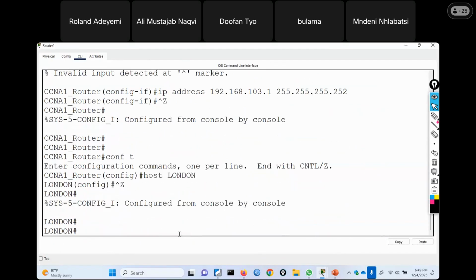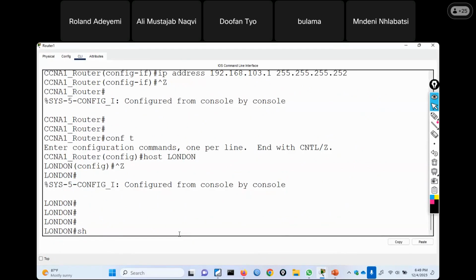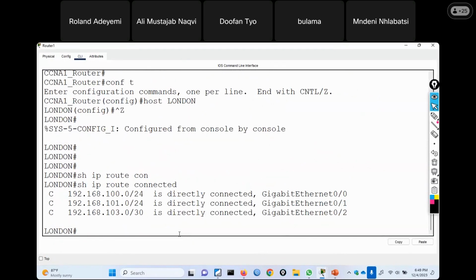Let me show you all the routes. Show IP routes connected. These are all the networks that are directly connected: the two LANs and one wide area network. So what do we do? I will go to OSPF and advertise all these networks. When we say advertise, we are going to tell the London router to use OSPF and tell its neighbor about these networks. How do we do that?